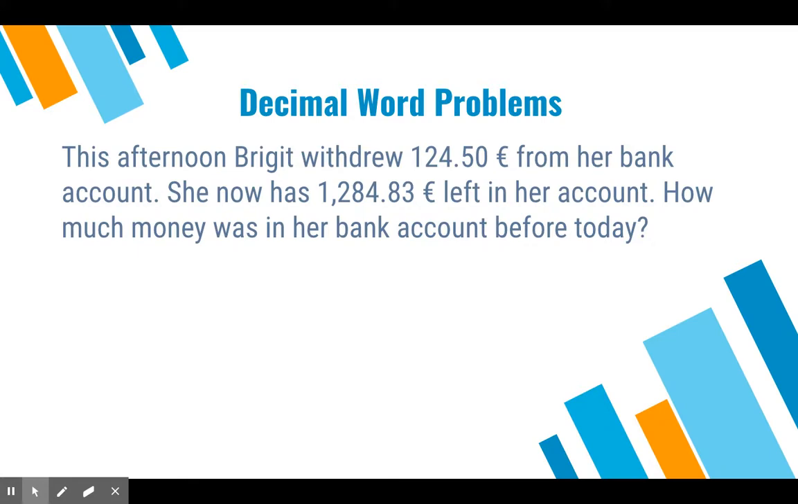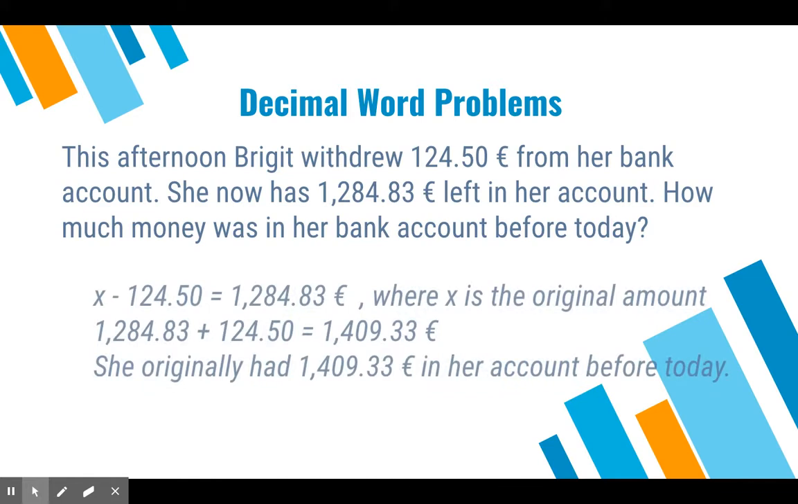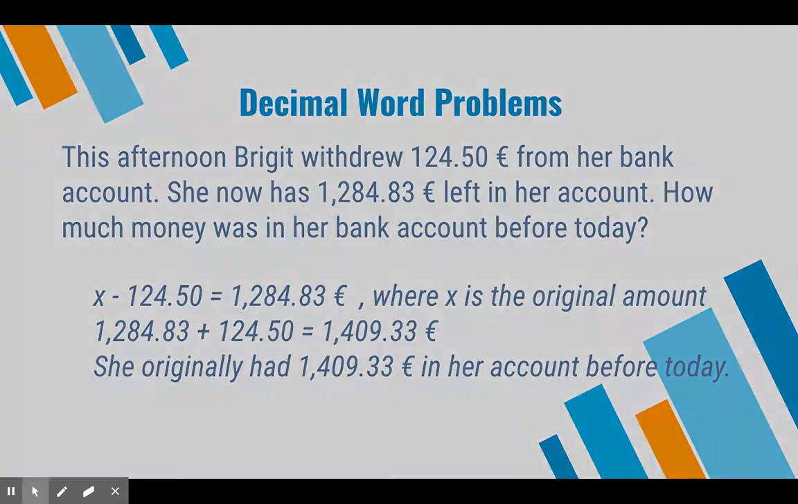This afternoon, Brigit withdrew 124 euros and 50 cents from her account. She now has 1,284 and 83 euros left in her account. How much money was in her bank account before today? So she withdrew money, so you know that's subtraction, but you don't know what she started with. So instead, you're going to work backwards, and she ends with the 1,284 and 83 cents. She withdrew the 124.50, so add that to what she now has, and that will tell you the original amount before she took away the withdrawal. So you can see that she originally had 1,409 euros and 33 cents.